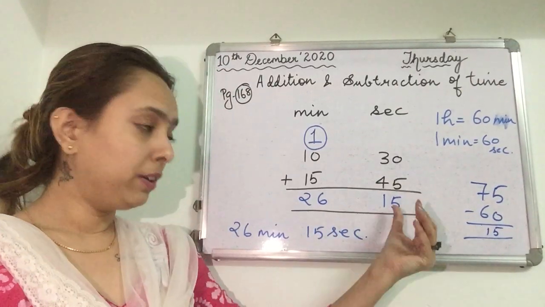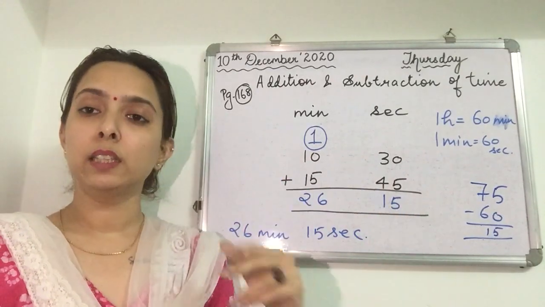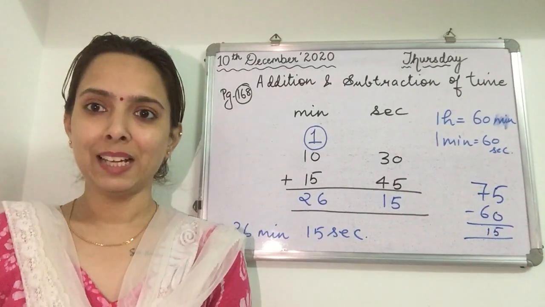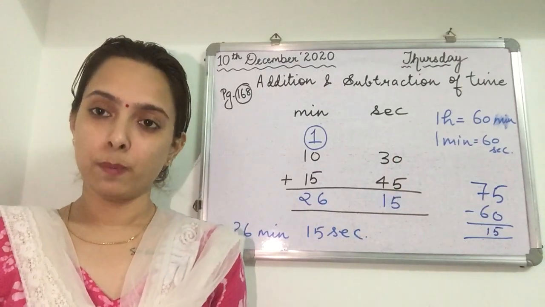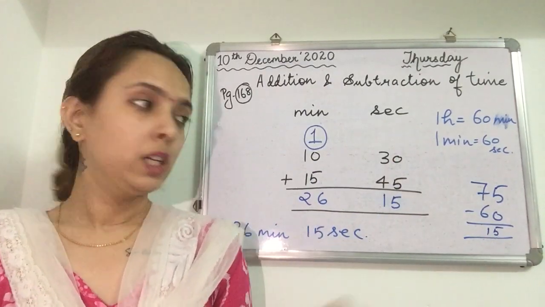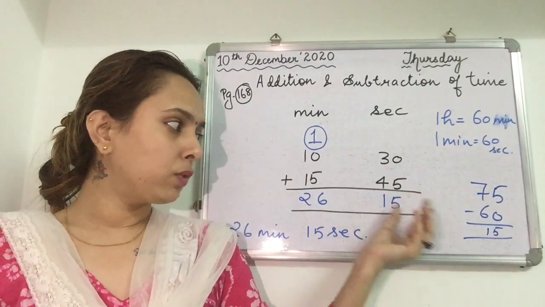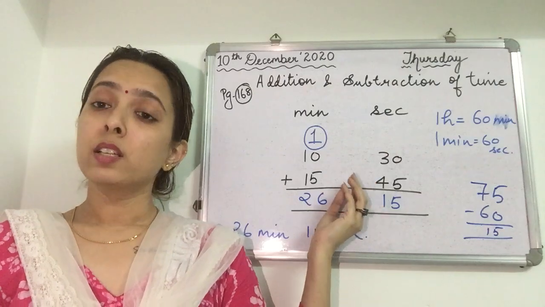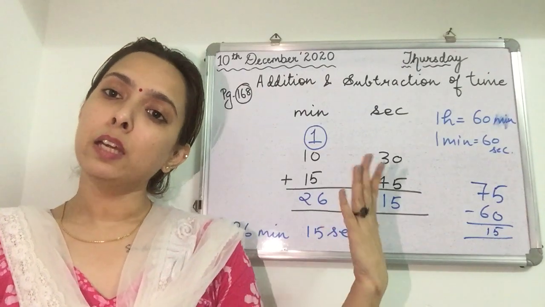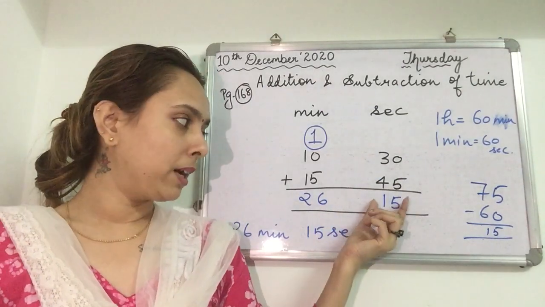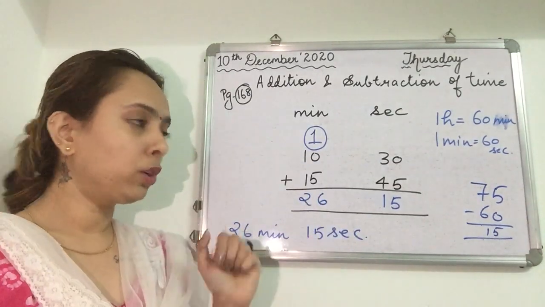So every time whenever you are adding, if you are getting an answer of more than 60 seconds or more than 60 minutes, you have to subtract accordingly. Here it was seconds, so we subtracted 60 from 75. If it were minutes, we would subtract 60 minutes if our answer was more than 60. So this was the first question.